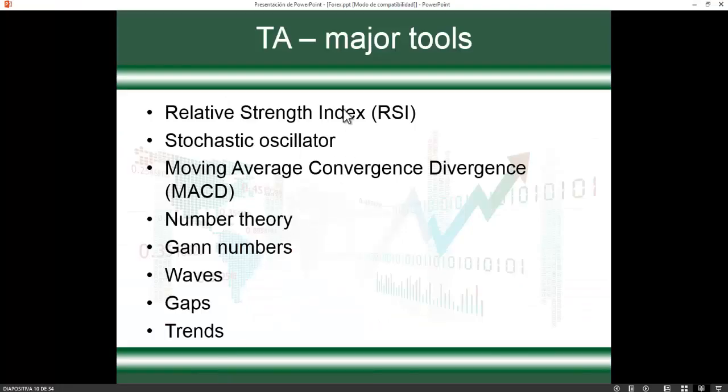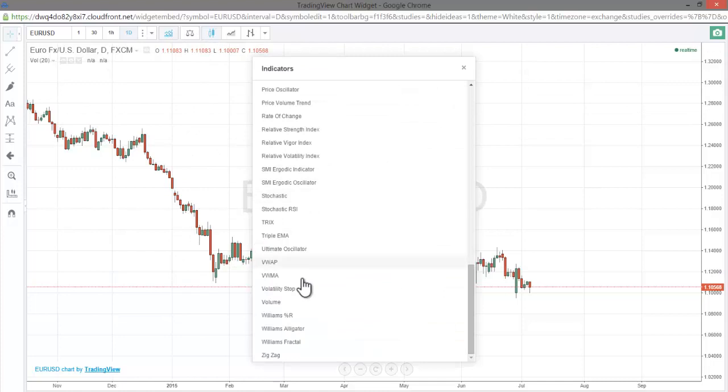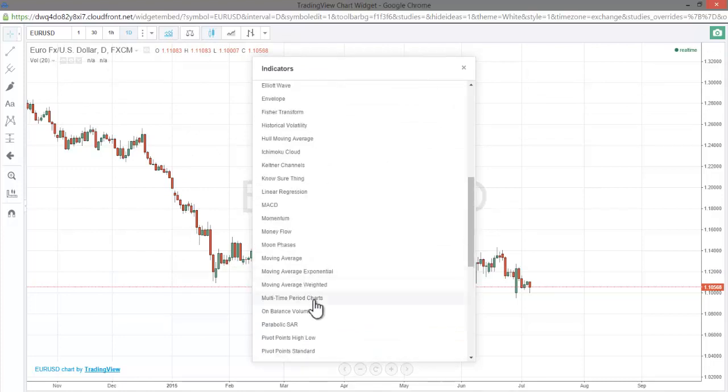Back to our slide, we have the moving average convergence divergence. This is pretty much another oscillator. The MACD is a good one. It's a very common one as well. A lot of people use this one. Let's just look at it, if I can find it.